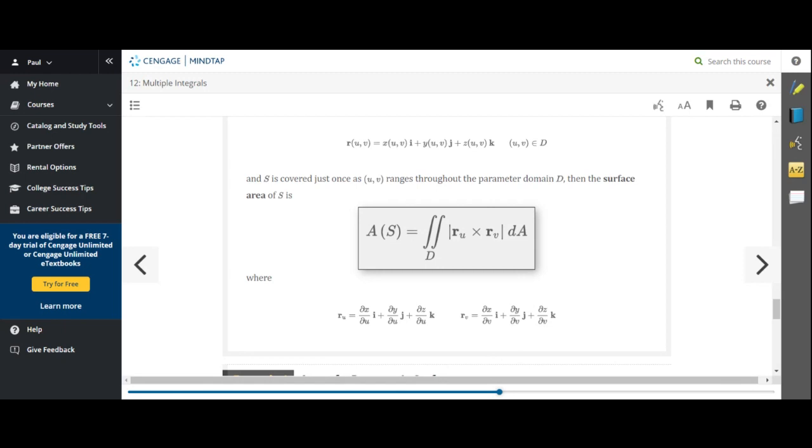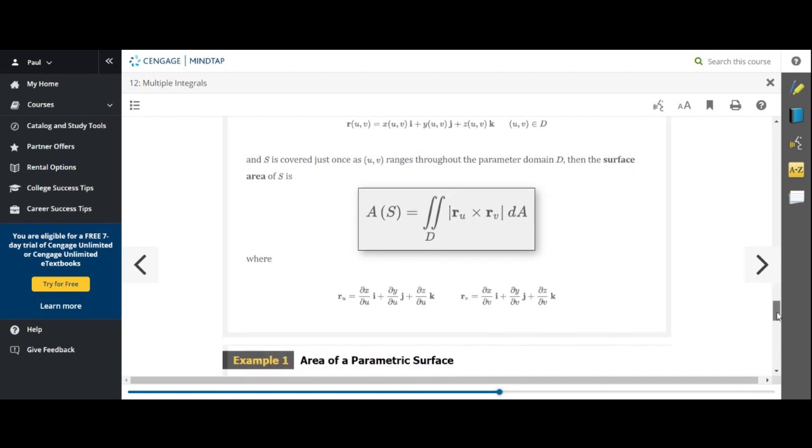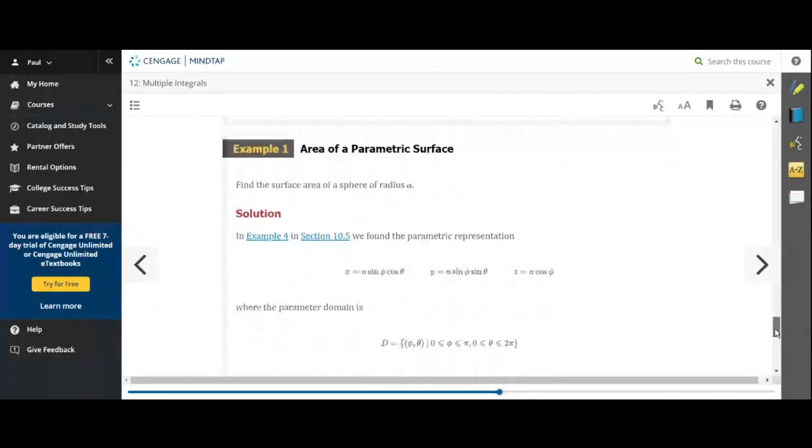Well, the book has some nice examples. Let's talk about the surface area of a sphere. Now, you had told me there's a formula for that, but where did that formula come from? Can we derive it using this nice double integral formula for the area of a surface? The answer is yes.